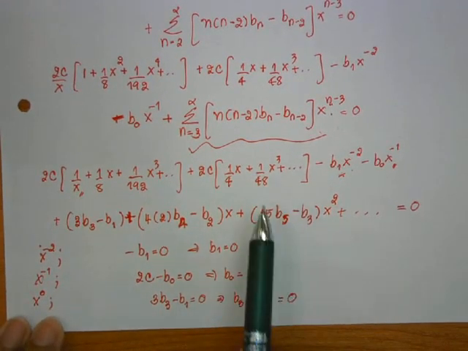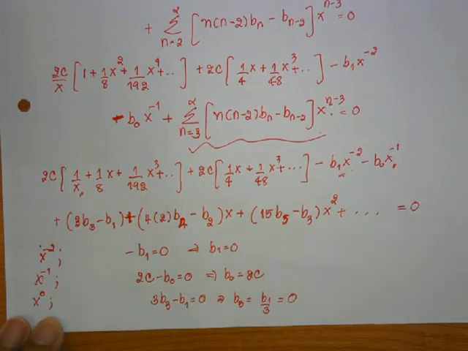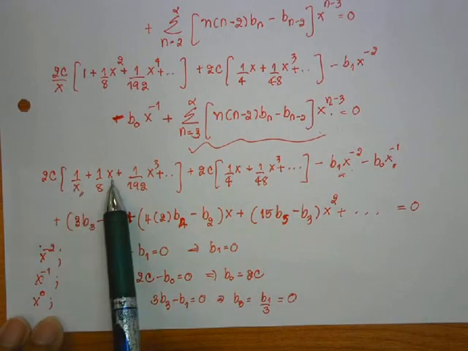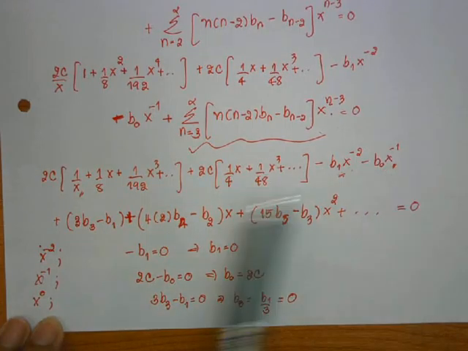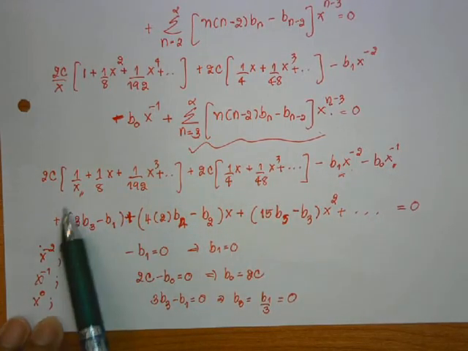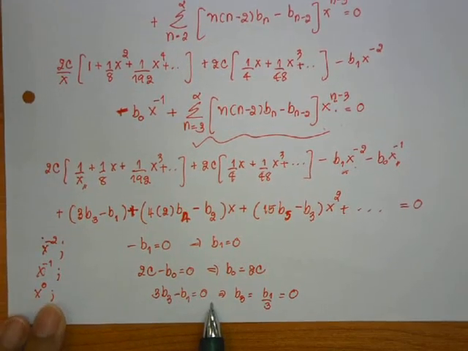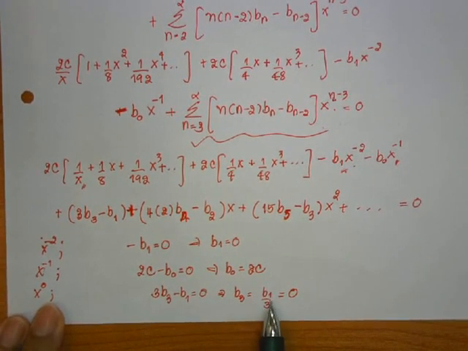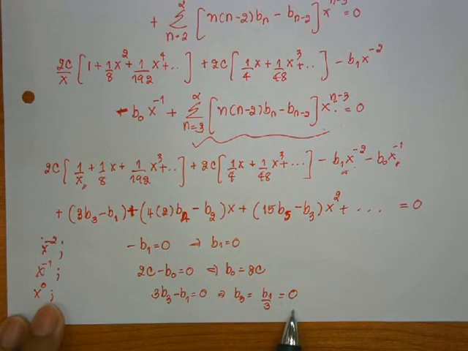Now we do x to the power of 0, so that means the constant. This one we don't have, this one we don't have, we don't have. But we have here 3b3 minus b1 equal to 0. So b3 is equal to b1 divided by 3, and b1 equals 0, so b3 equals 0.